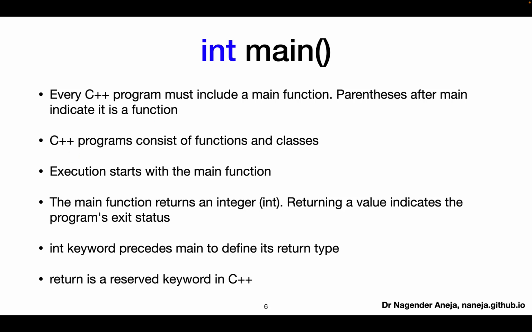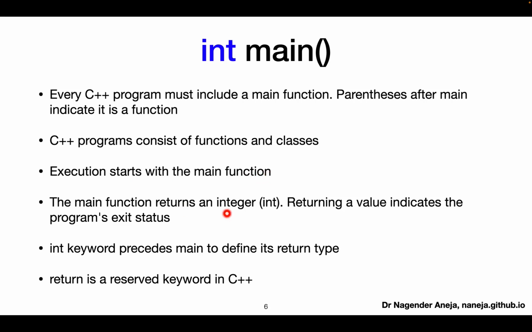A C++ program consists of functions and classes. We can write our own classes later on. We can have other functions, but main is something that is a must. That's the one function where execution always starts.